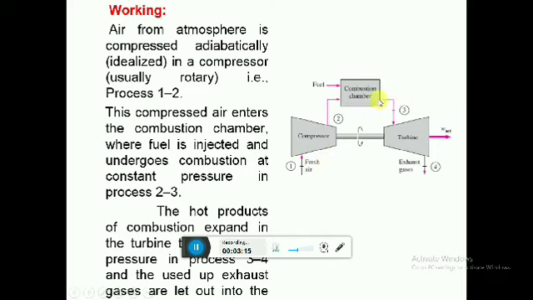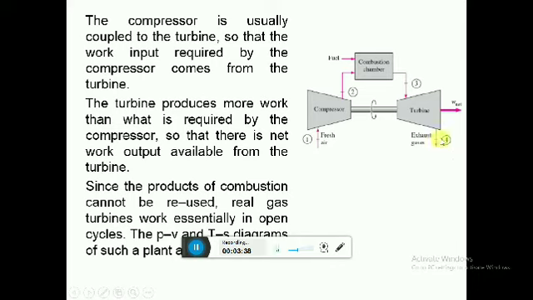Then from 2 to 3 it undergoes combustion at a constant pressure in the combustion chamber. Then these hot products are made to pass through the turbine, where it undergoes expansion and work is produced, that is W output. W net is nothing but W of the turbine minus W of the compressor. As I said earlier, the turbine is coupled to the compressor, so the work is taken from the turbine and used to compress the air.